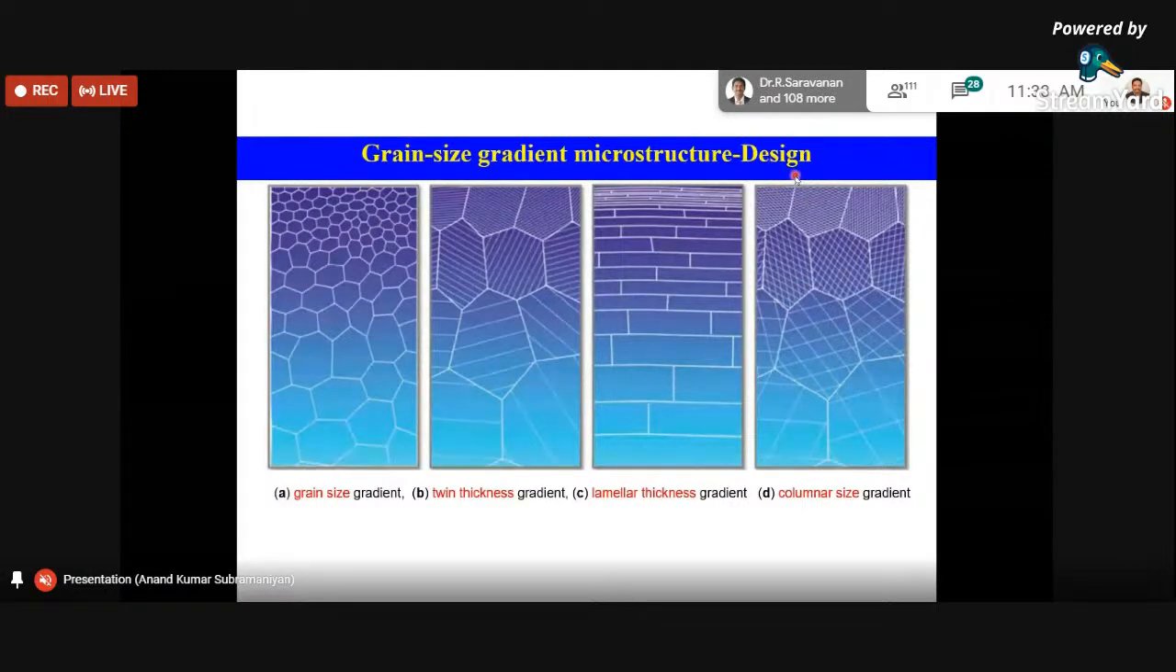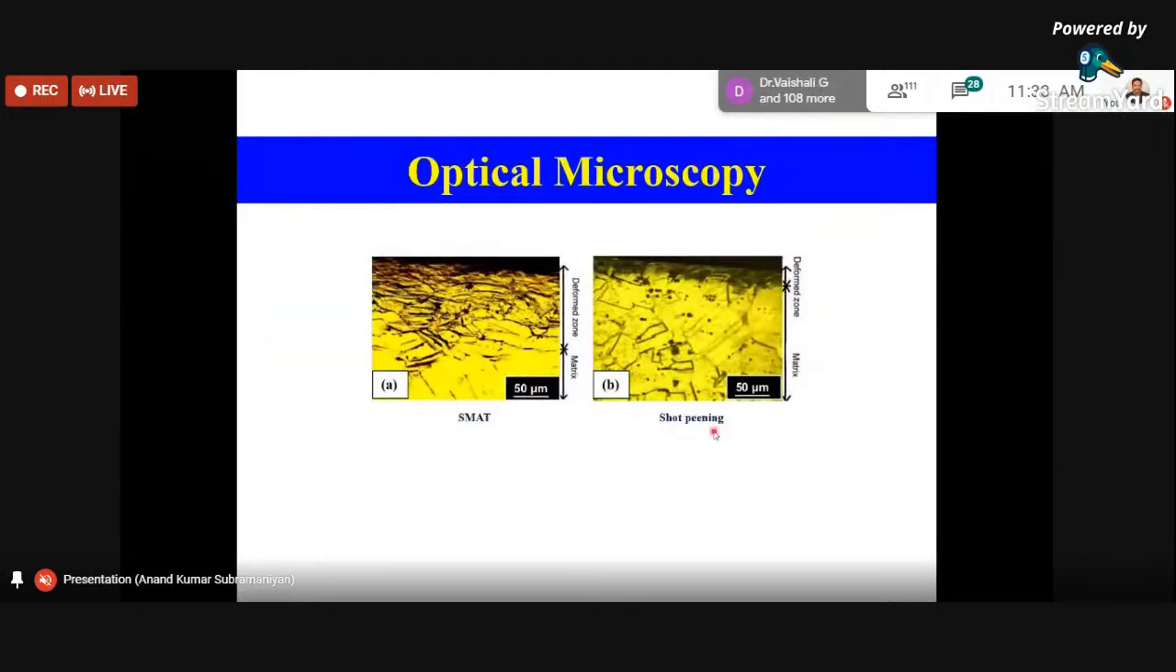And quickly, the comparison between SMAT and shot peening: we can see that it is for the same material, Inconel 718. We can see that the deformed zone is less in the case of shot peening, because of very small balls, as well as less severe plastic deformation. But in the case of SMAT, you can see the deformation zone is significant compared to shot peening.